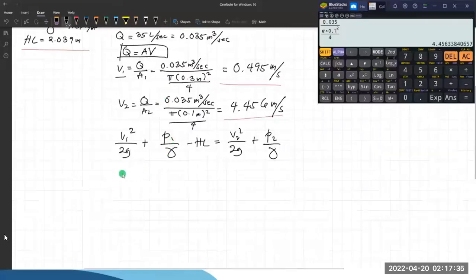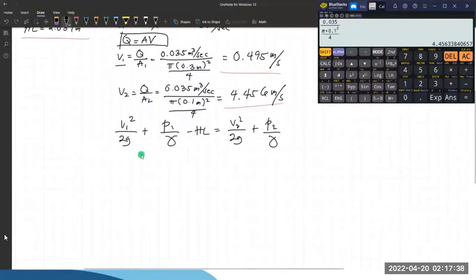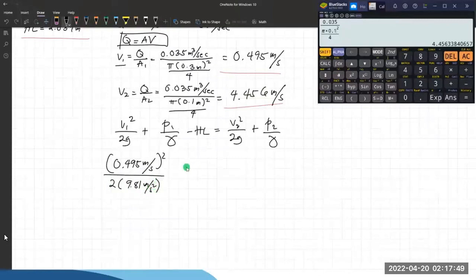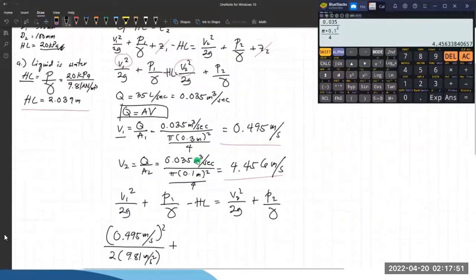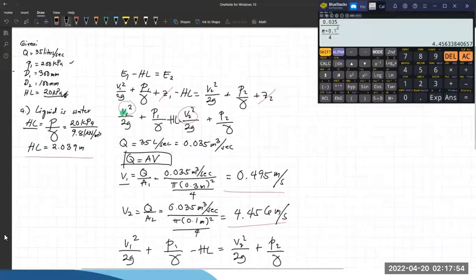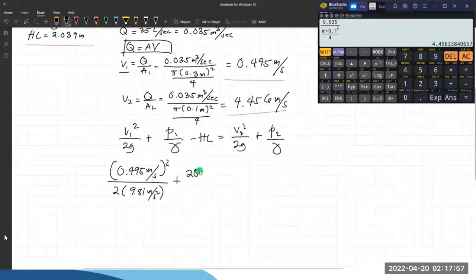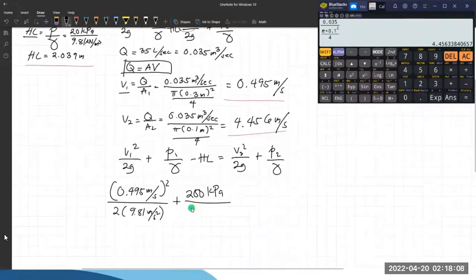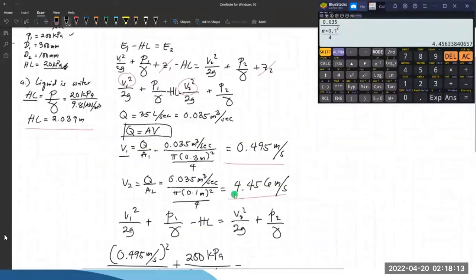Substitute V1, which is 0.495 meter per second. We will raise that to 2 divided by 2g, 2 times 9.81 meter per second squared, added by the pressure at point 1, which is 200 kilopascal, or 200 kilonewtons per square meter, divided by the unit weight of the fluid. So we have water, we use 9.81 kilonewtons per cubic meter, minus the computed head loss.